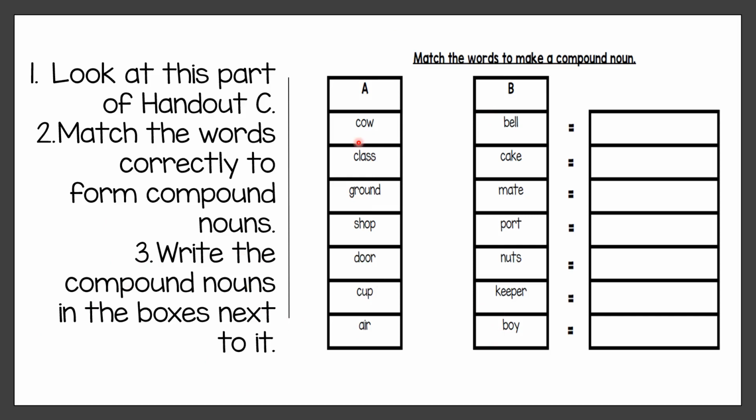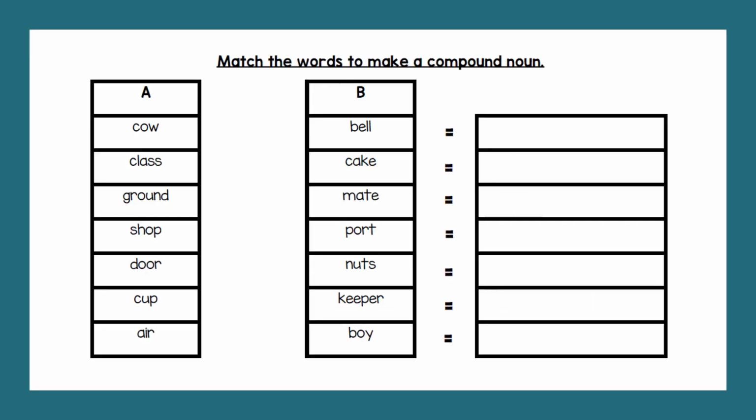For example, A, cow. Let's say cowbell kat sini. So you write over here. If it comes to this part, then you write over here. Okay? For this part of your handout, you were supposed to match column A with column B to form a compound noun and write the compound noun in these boxes. So let's check your answers together.